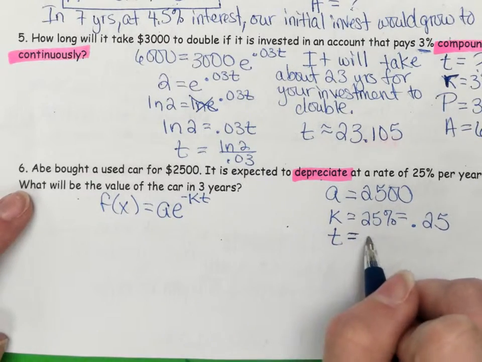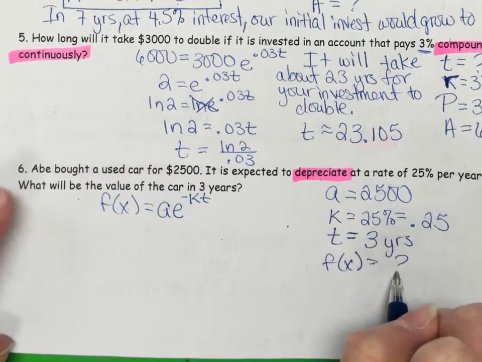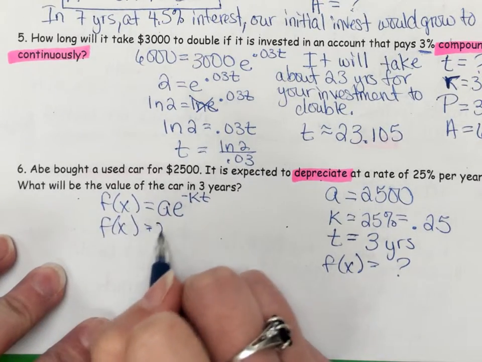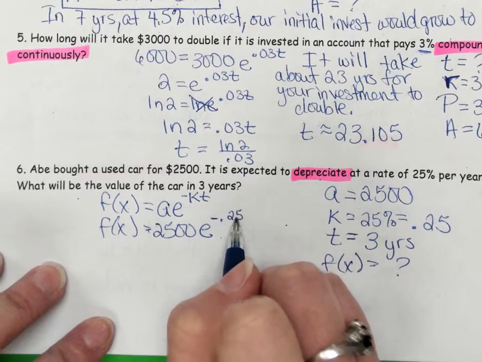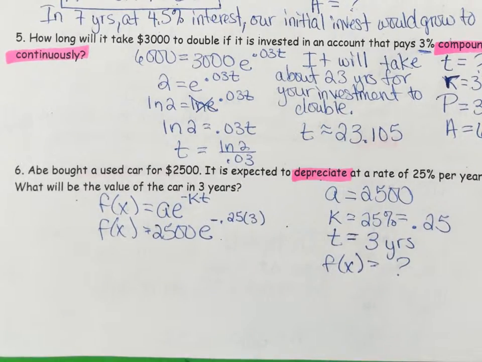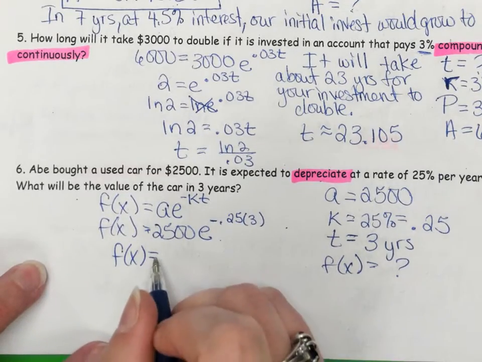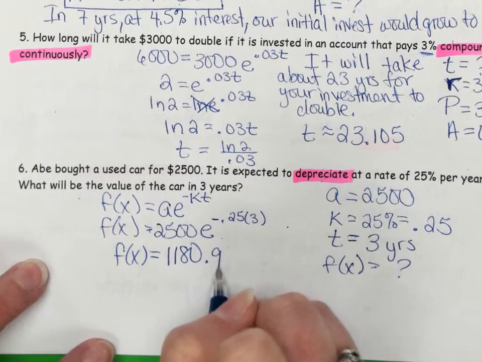So let's see. Time is 3 years, and f of x is the part that I don't know, right? I want to know how much it is going to depreciate. So here we go. f of x equals 2,500 e to the negative 0.25 times 3. That's going to be a good amount of money. 2,500 e to the negative 0.25 times 3. This is going to be a little. I got 1,180.92. Did y'all get that?